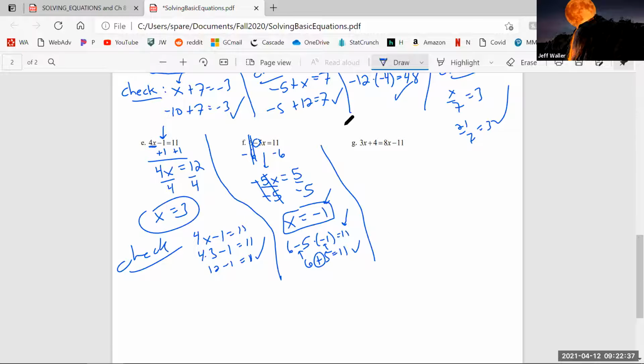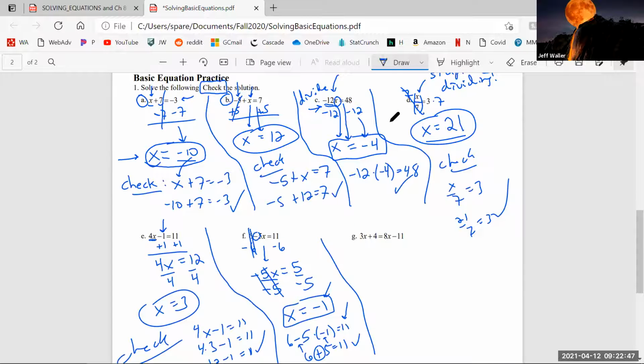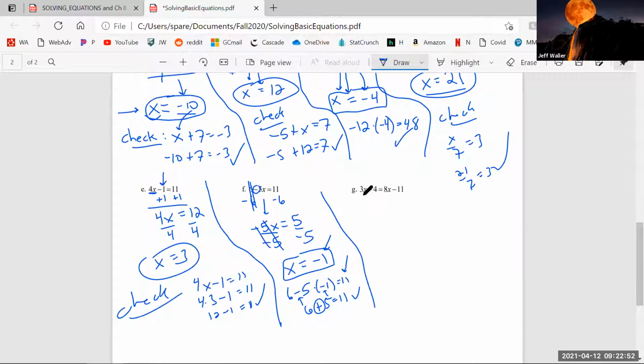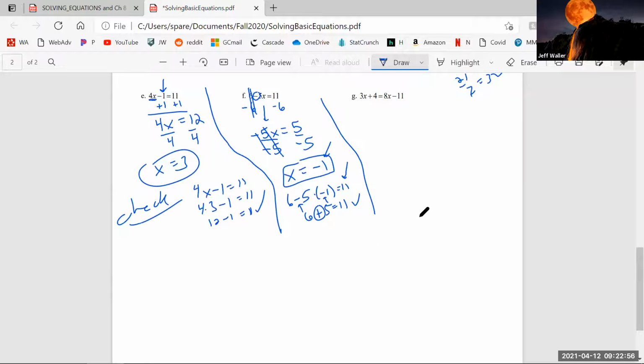All right, what's a little different with part G? We did a problem like this last time. What's different here with part G relative to all the other problems we did here? What's different with part G? Your X's are on both sides. Yeah, damn it. Not only do I have to solve for them, they're all over the place, right?